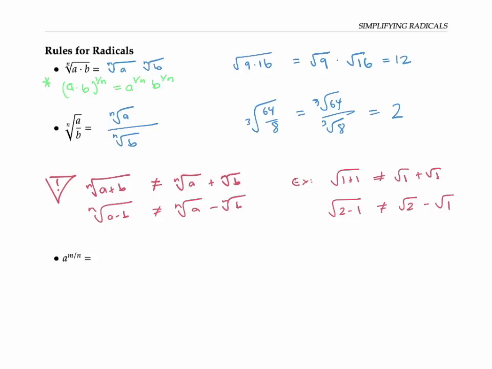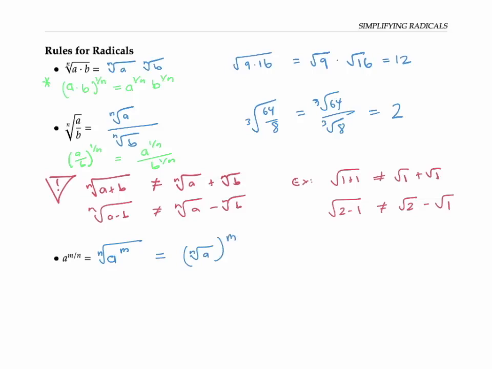Similarly, the second rule can be restated in terms of exponents as a over b to the 1 over n is equal to a to the 1 over n divided by b to the 1 over n. We can use the relationship between radicals and exponents to rewrite a to the m over n. A to the m over n is the same thing as a to the m, with the nth root taken. It's also the same thing as the nth root of a, all taken to the mth power.